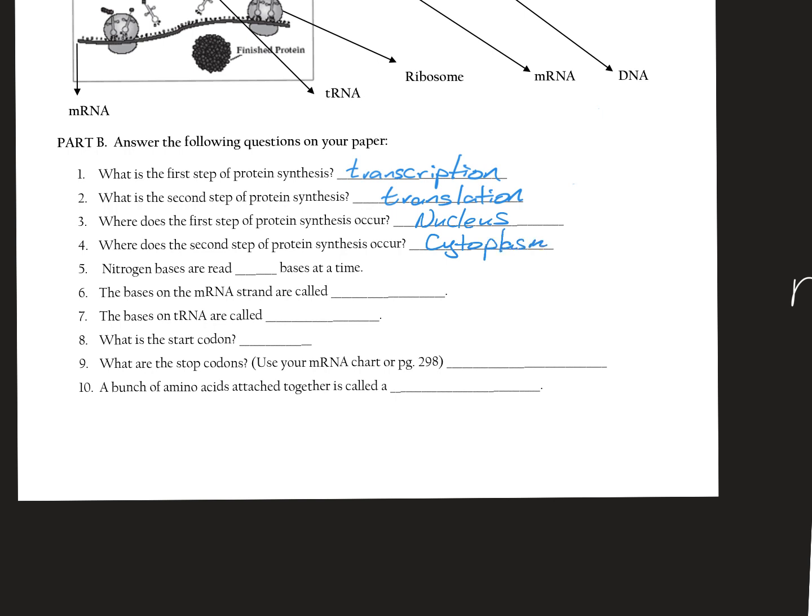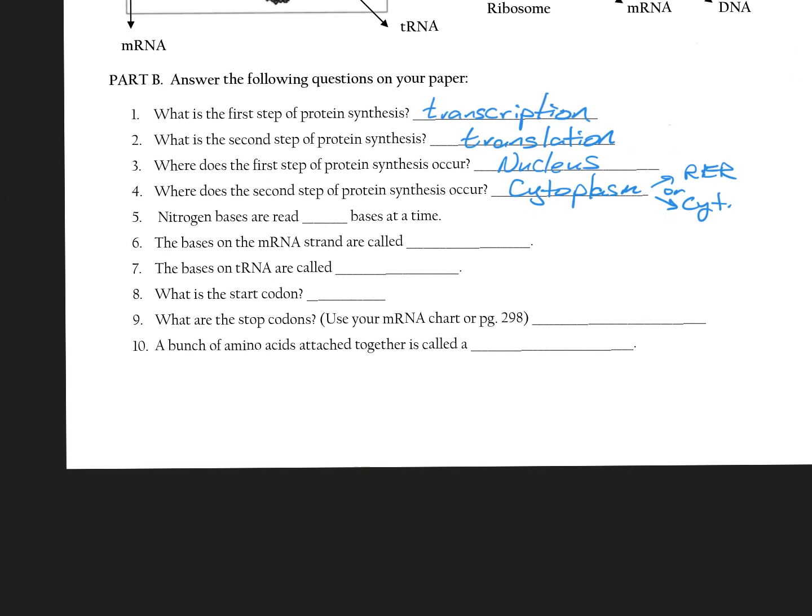Now, I want to say, remember, RER or cyto, right? Don't forget that. That's kind of a little bit of an addition than a regular biology class would have to deal with. Nitrogen bases are read, how many? 3 at a time in translation.